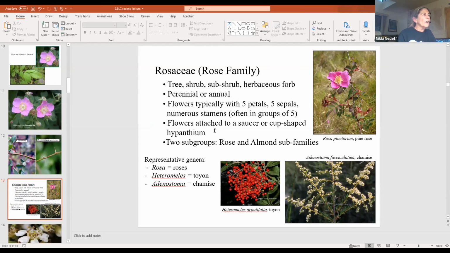Now, all members of the rose family have the same thing here. All their flowers are attached to this little saucer-shaped thing called a hypanthium. It's just like a little holder that holds all the flower parts.